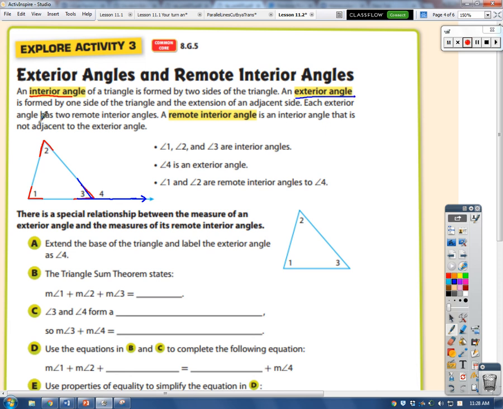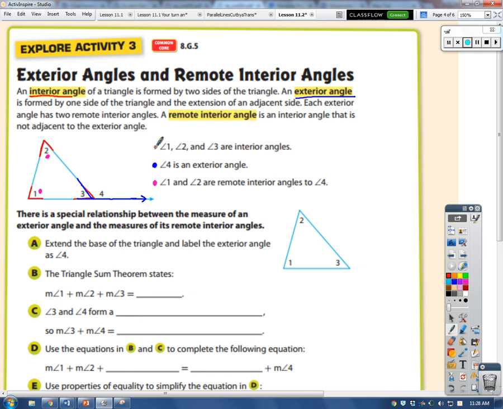Each exterior angle has two remote interior angles. A remote interior angle is an interior angle that is not adjacent to the exterior angle. So our remote interior angles for this one would be 2 and 1, because our exterior angle here is 4. They are two angles that are not adjacent, that would be this one, but are inside the triangle. So that would be 1 and 2 for our exterior angle 4, and then it just bullets all of those right here. I'll just color code those. 2.